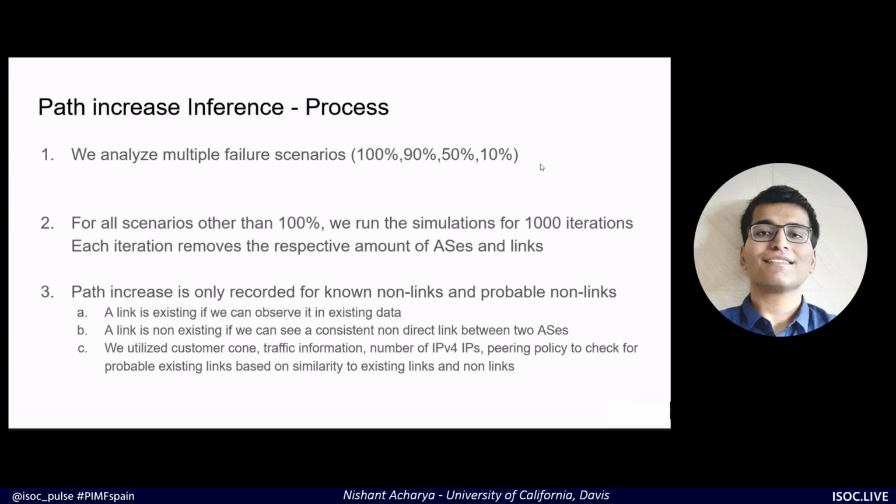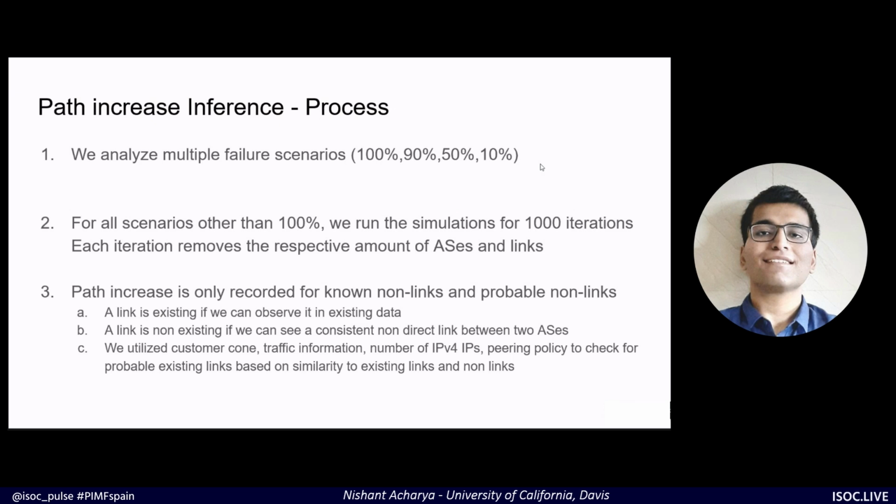Step 3 here shows when a path will increase. As it says, a path increase is only recorded for known non-links and probable non-links. The idea here being that if an AS is known to not have a link other than that IXP, by definition, if that part of the IXP goes down, the path has to go up by 1, at least in the region. A path increase is only done for a link.